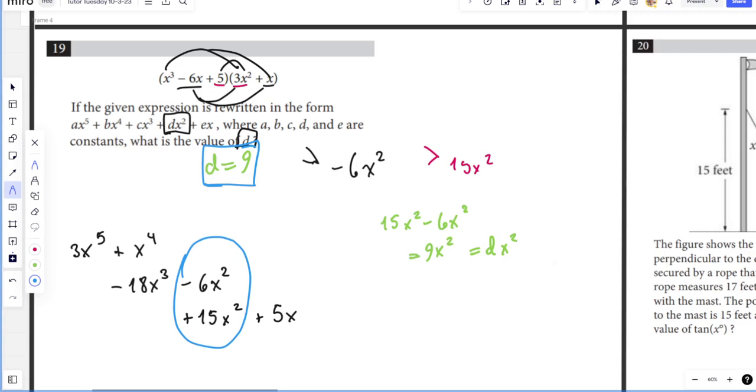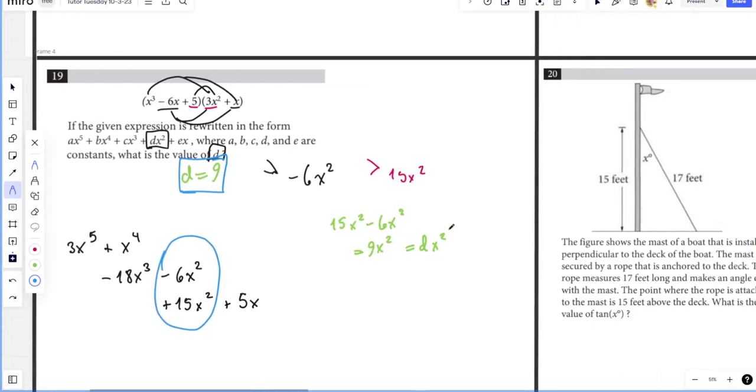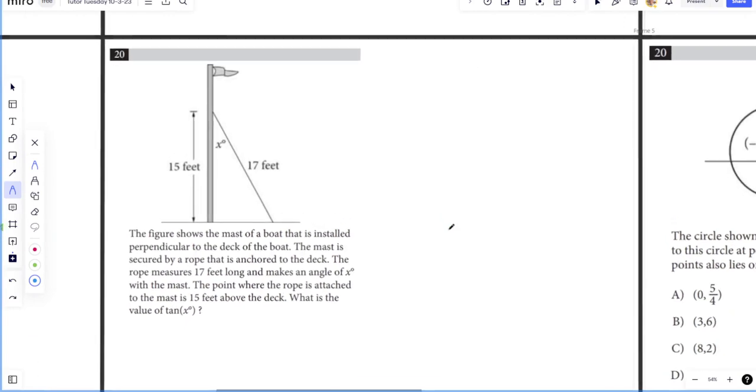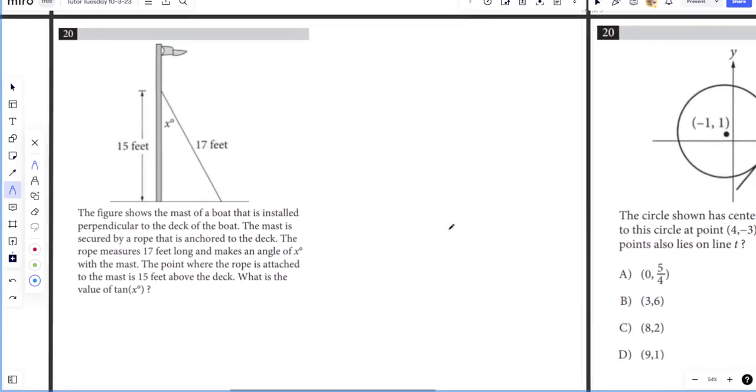So there's our final answer. D equals 9. These are starting to get a little bit more tricky. We've got a trig question up next.